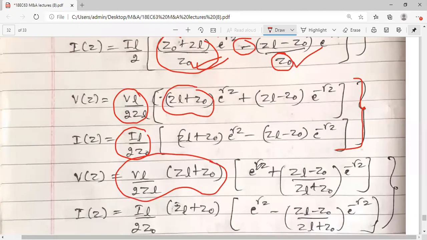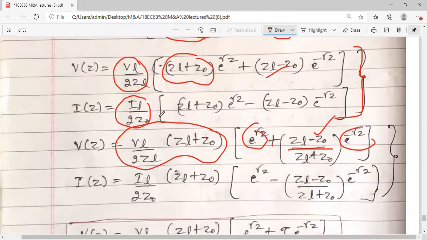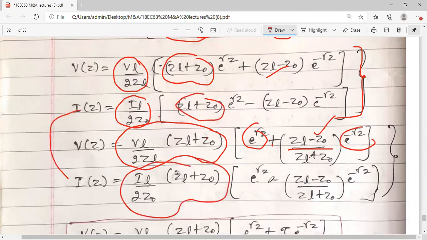First term is simply exponential plus ZL minus Z naught in the numerator, keep it as it is. Here ZL plus Z naught is not there, so divide it in the denominator, so that these two cancel and you get the same thing again. And the exponential term. Similarly, in the second equation also, take ZL plus Z naught common. You will get this outside. Exponential term minus ZL minus Z naught in the numerator, keep it like this, and in the denominator you have to divide by ZL plus Z naught, because you don't have the ZL plus Z naught term, exponential term as it is.